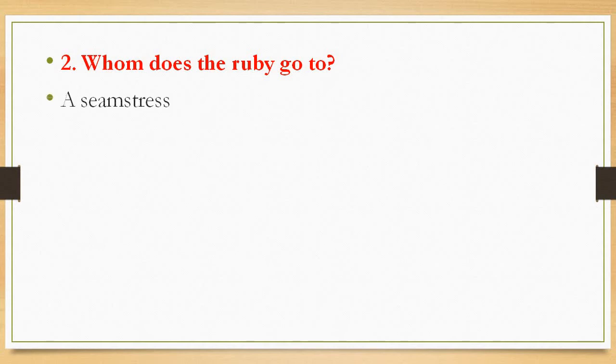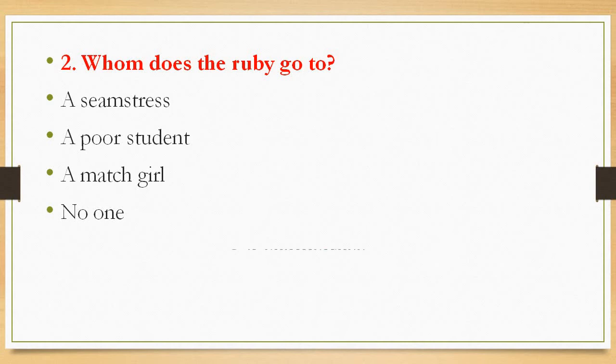The second question, whom does the ruby go to? And the options for this question are a seamstress, a poor student, a magic girl, or no one. And if we read the text of the story very minutely, then we can come to the conclusion that the answer to this question, that means the ruby goes to a seamstress. This is the correct answer.